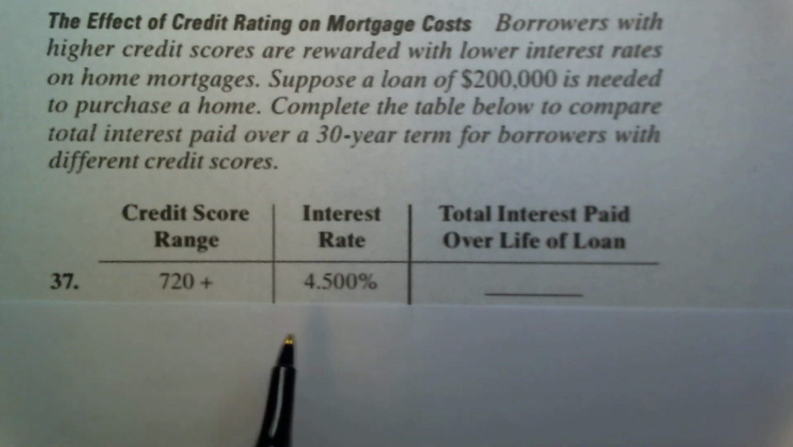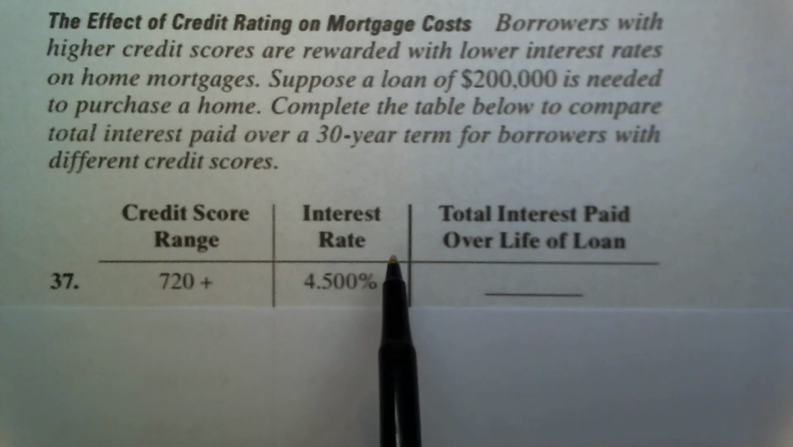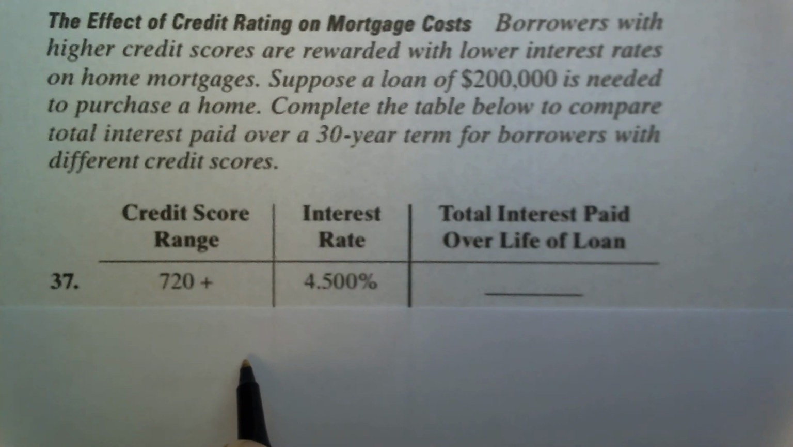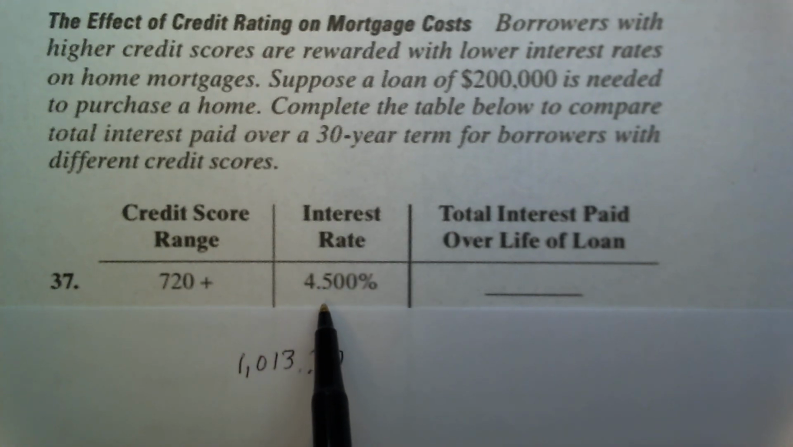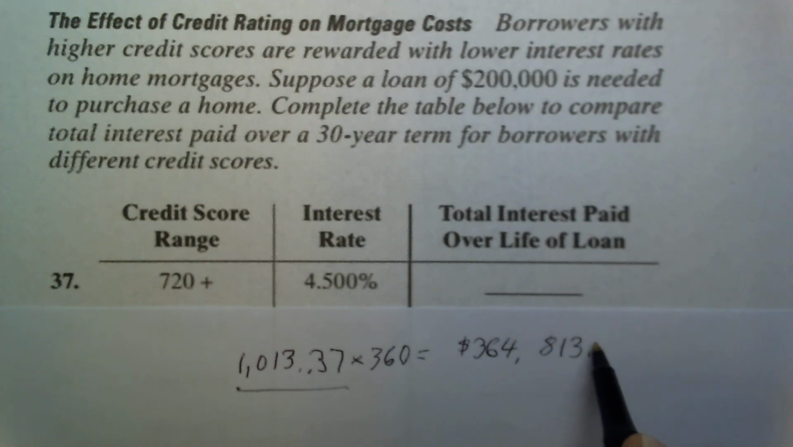So when you look at the first scenario, we can use table number 6. We're looking at 4.5% for a 30-year loan, and that amount would be $1,013.37. So that would be our regular monthly payment based on table 6. We multiply 200 times the rate based on 4.5% and 30 years. So that's our regular monthly payment, and we pay that 360 times, 30 years, and so that amount would be $364,813.20.